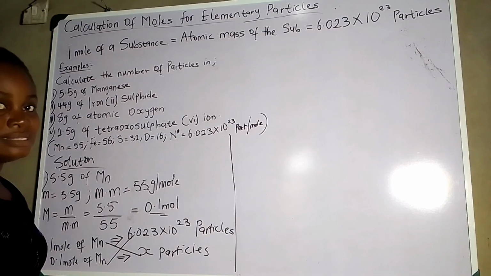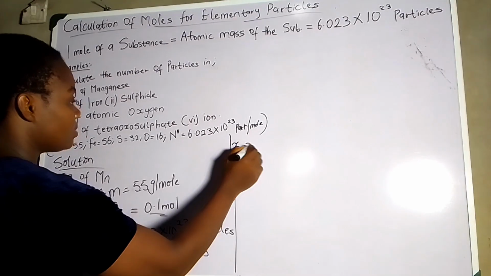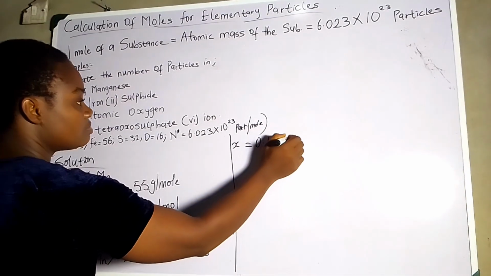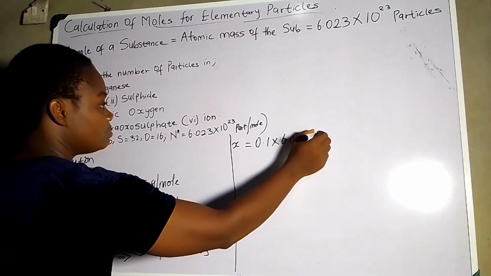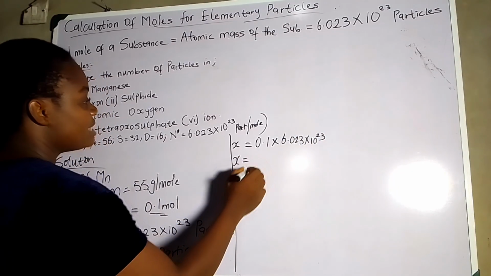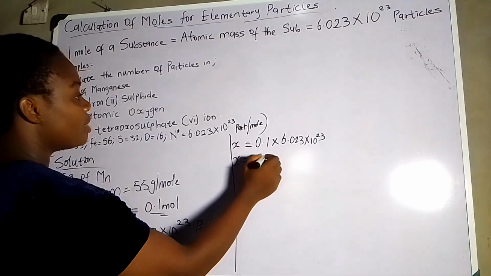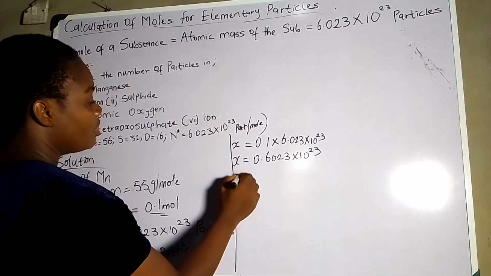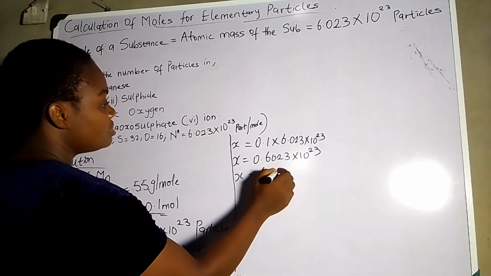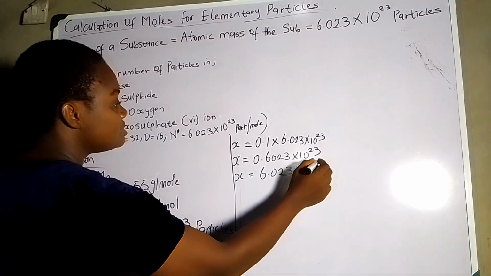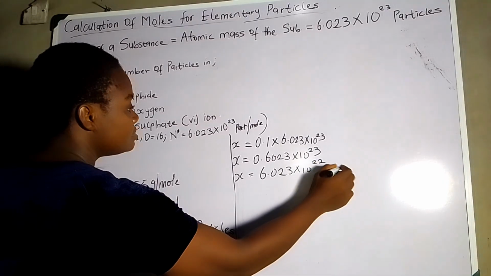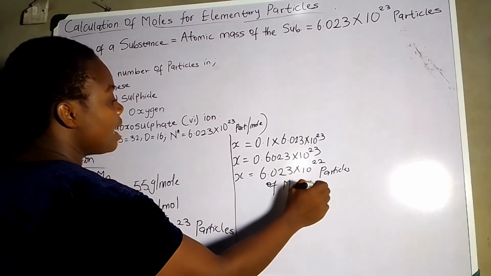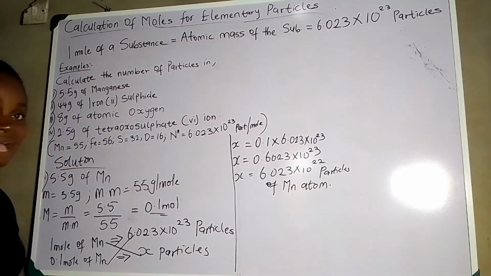Remember, 1 times S is equal to S, okay? So S is equal to 0.1 times 6.023 exponent 23. When you press your calculator, what do you have? You have 0.6023 times 10 to the power 23, or you can say 6.023 times 10 to the power 22 particles of manganese atom. So that is the answer.